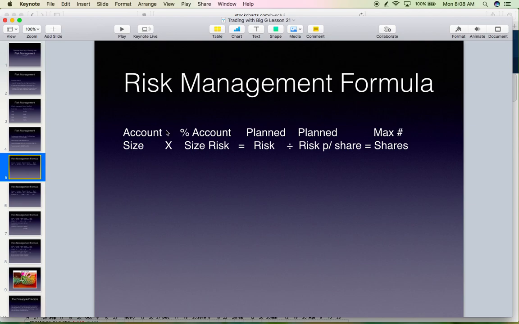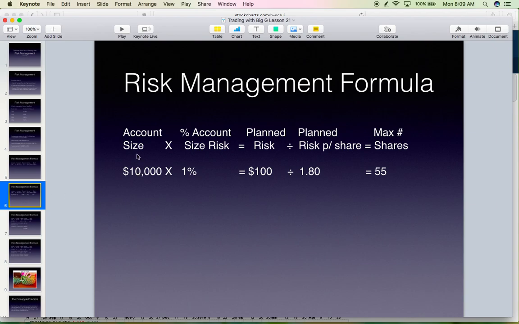So you're going to look at your account size, and you would put that down under the account size. You would multiply that times the percent of account risked, which would be maybe 1% or 2%, 3 or 5%, like we talked about in the previous slide. And that would be your planned risk. And then you're going to look at your planned risk per share, and I'll go over that in just a second. We're going to figure this number out by looking at a chart, and then that gives you the maximum number of shares. So let's work through this.